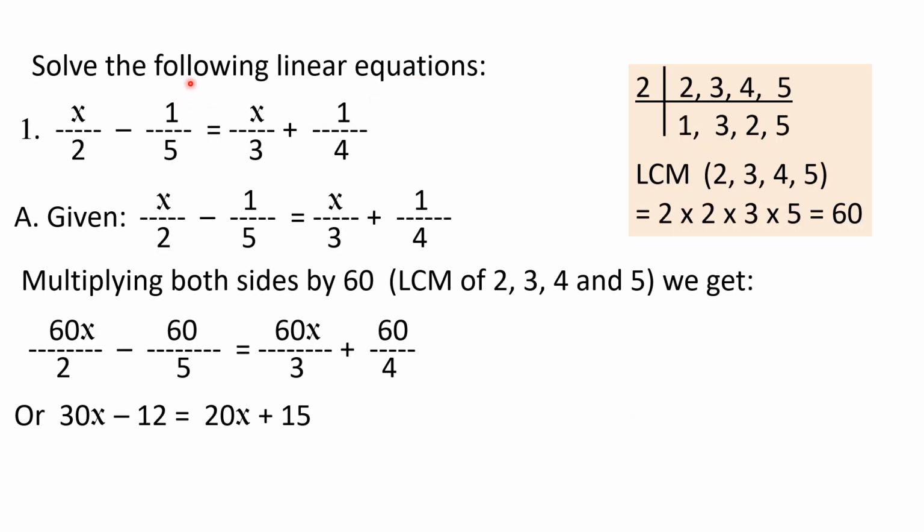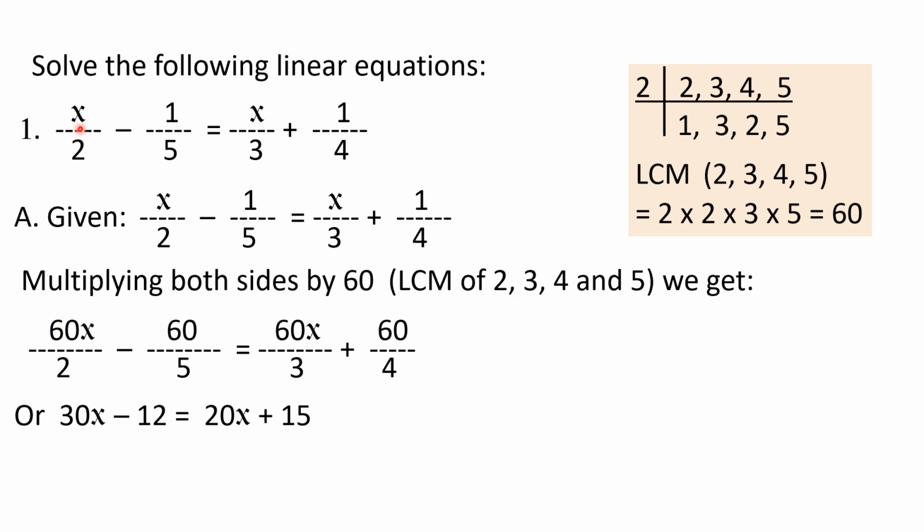So solve the following linear equations. Now these equations do not appear to be linear, but we can reduce them to the linear form, like from here, we will come to this form. How do we do it? We see that 2, 5, 3 and 4 are the denominators. So we will take the LCM of these denominators, and we get the LCM as 60. So what we do is multiply both sides by 60, that is the LCM of 2, 3, 4 and 5.